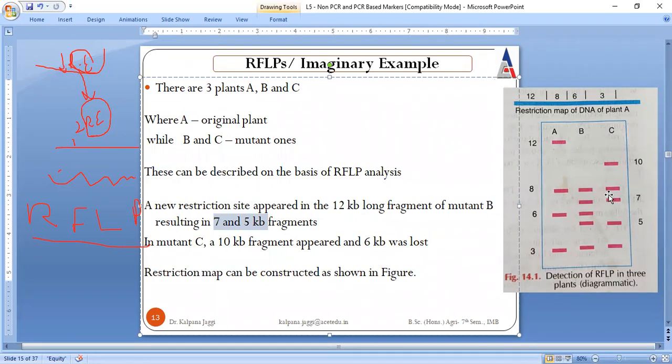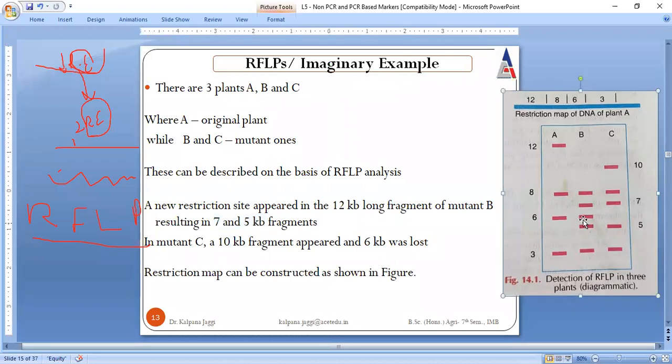But when we talk for the C, in spite of 7 and 5, there is one more additional. There is no 6. Here within the B there is appearance of the additional fragments 7 and 5. A new restriction site appeared in the 12 kb. This is together a 12 kb fragment, and that 12 kb fragment is involving additional fragments of 7 and 5 kb.